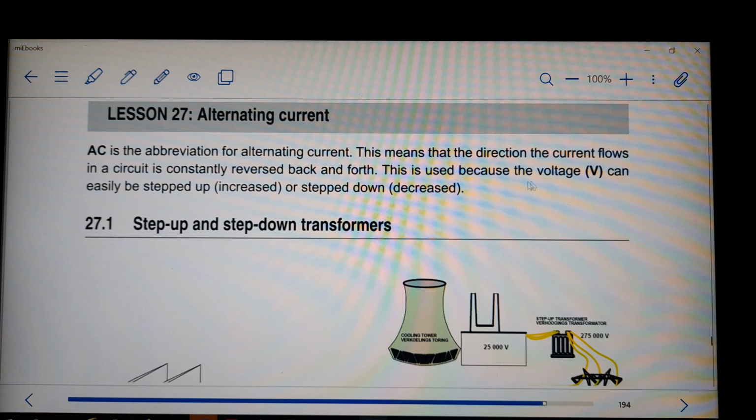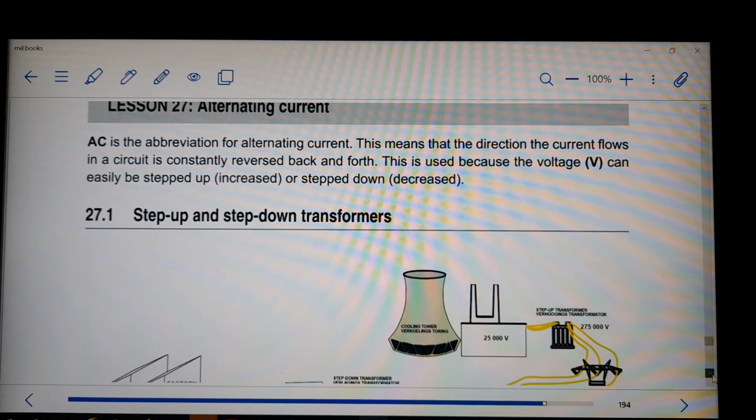This is used because the voltage can easily be stepped up or stepped down. Step up means the voltage can be increased. Step down means the voltage can be decreased. Very important to know the definition of AC. It means that the direction the current flows in the circuit is constantly reversed back and forth.